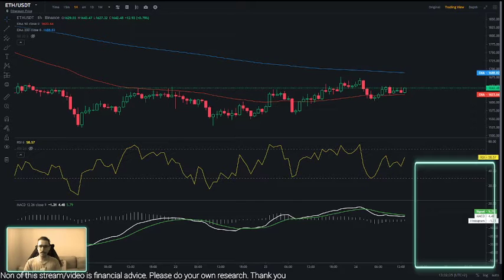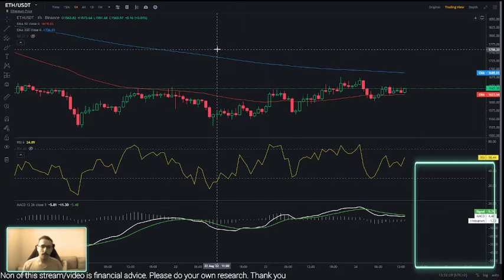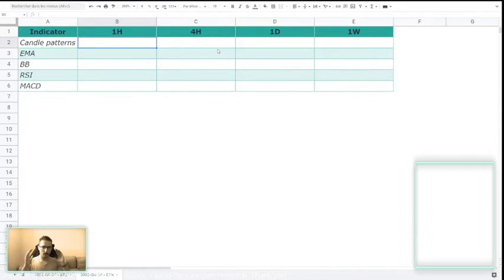As we did yesterday with Bitcoin, we are going to go through 5 different indicators, which are the candle patterns, the exponential moving average, the Bollinger Band, the RSI indicator, and the MACD, and over 4 different time frames: the 1 hour time frame, 4 hours, 1 day, and 1 week.